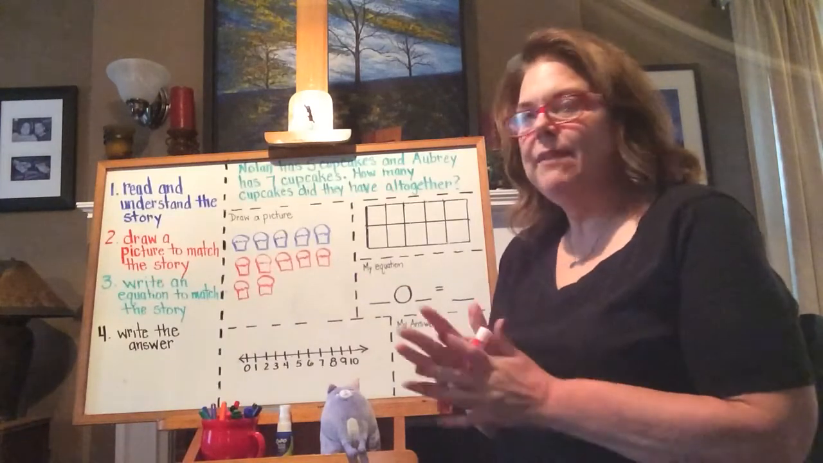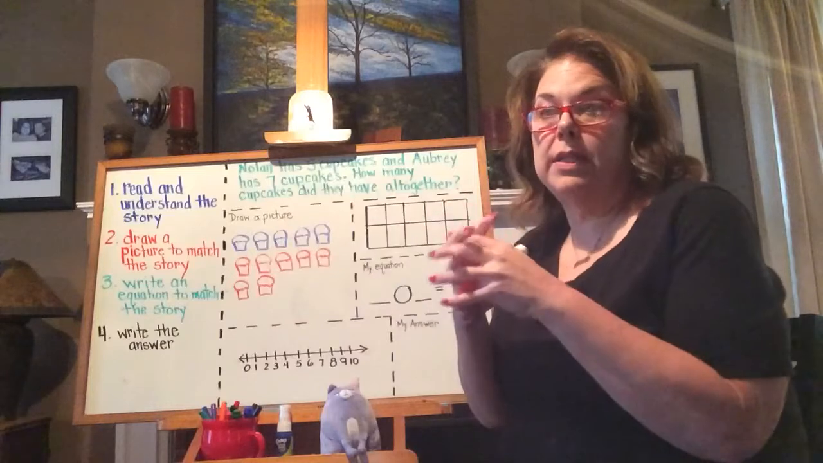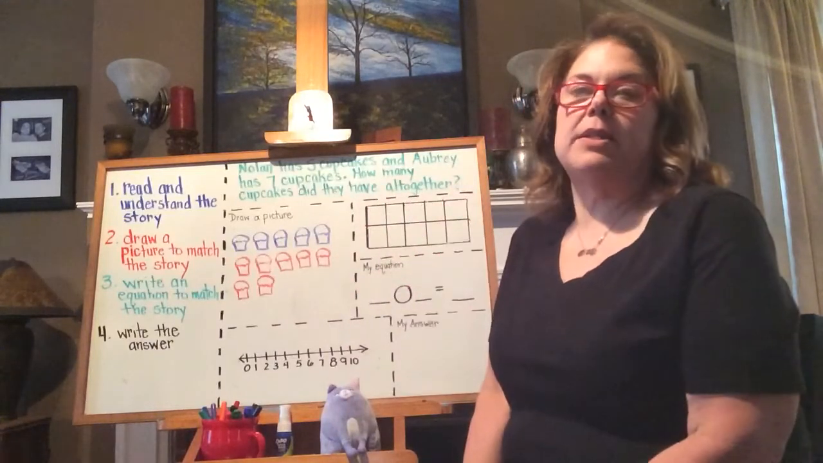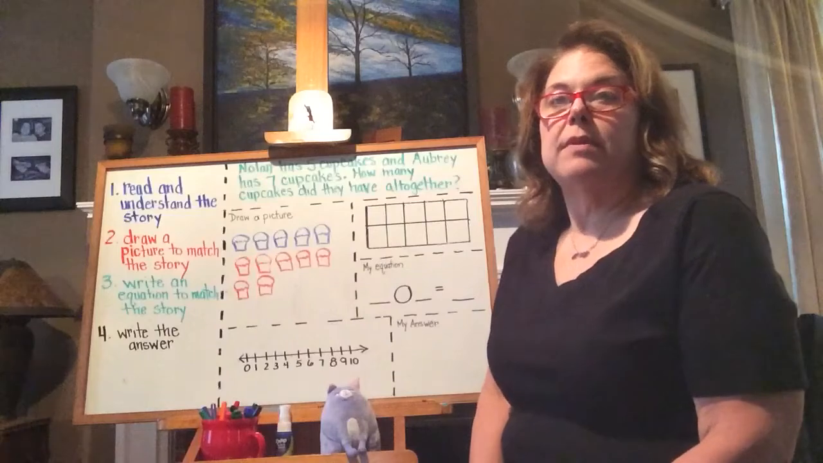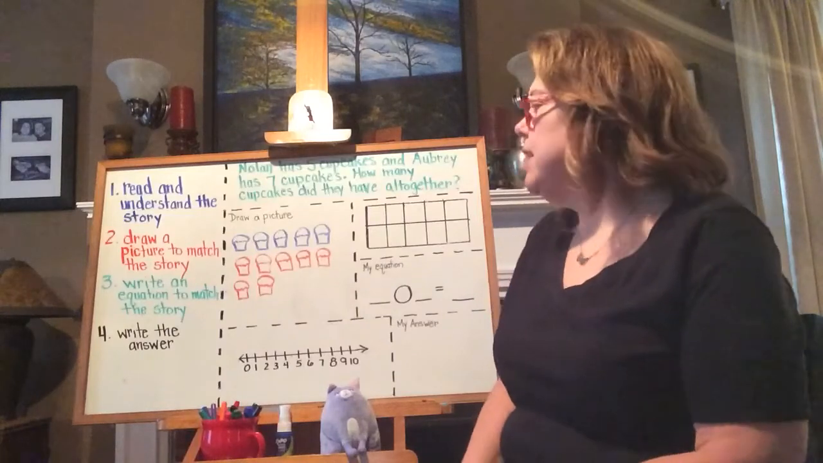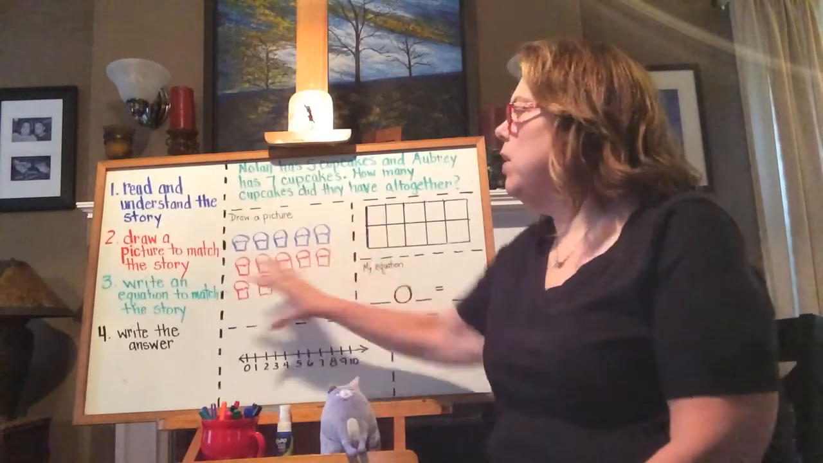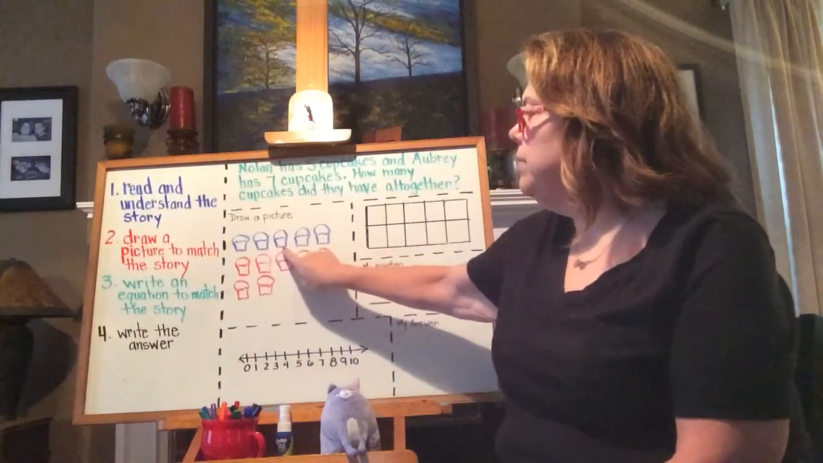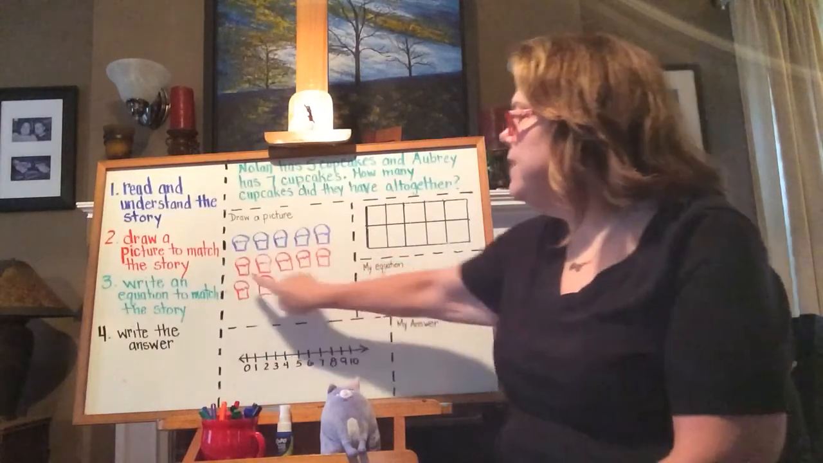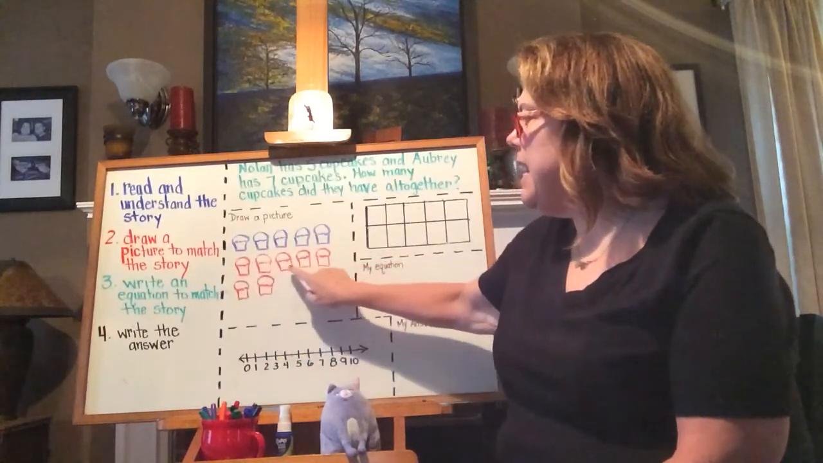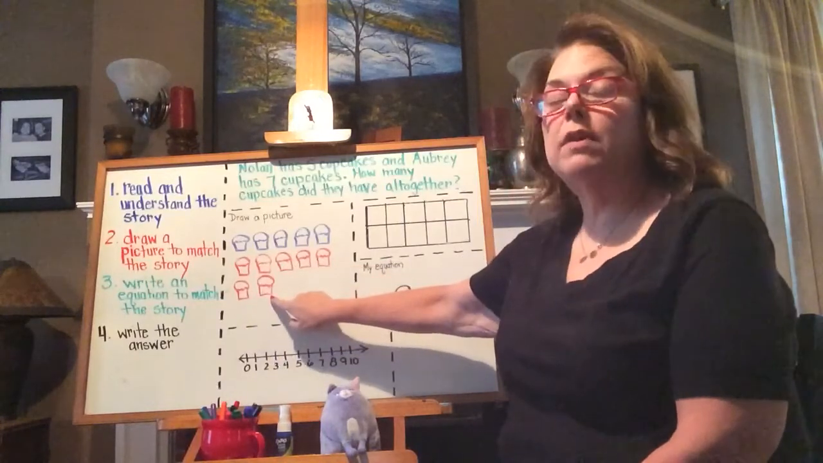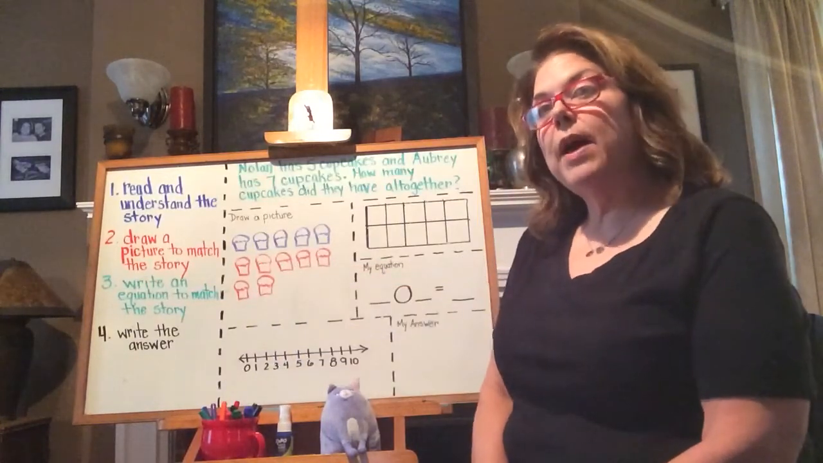What do I need to do if I want to find out how many they have all together? If we put them all together on the table to share, how many cupcakes do they have? Yeah, we need to count. So let's count together and see how many of the cupcakes we have all together. Ready? We go. 1, 2, 3, 4, 5, 6, 7, 8, 9, 10, 11, 12. So all together they have 12.